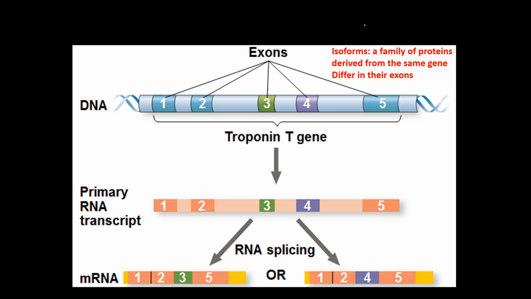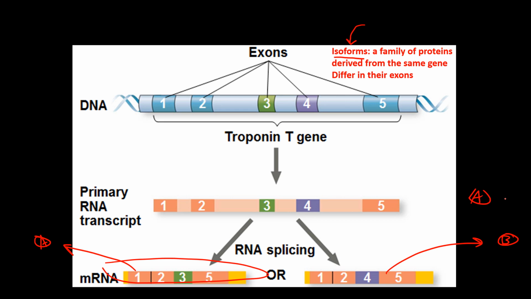And one little extra here, and you should know this, is that protein isoforms are families of proteins all derived from a single gene. You can see this RNA here would give rise to protein A, and this RNA here would give rise to protein B. And so you would say protein A and protein B, that's an isoform family. You would say protein A is an isoform of the troponin T gene. That's how you would talk.